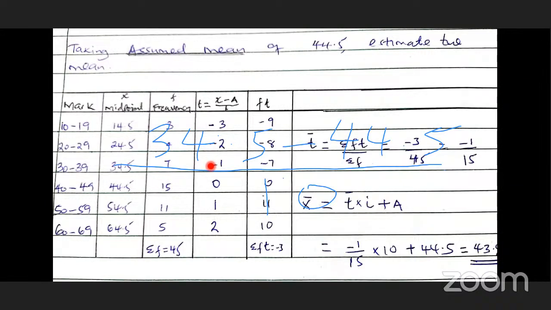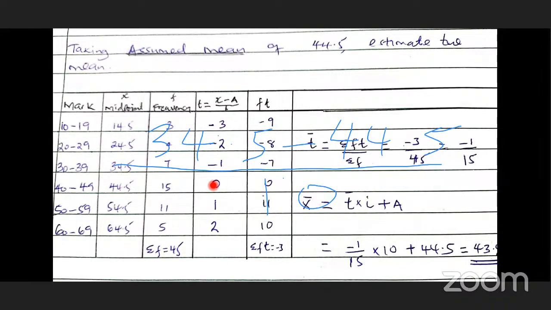Then we go to the next class. It is the same procedure. So we'll have 44.5 minus 44.5. So in our numerator, we'll get 0. So 0 divided by 10, because the class weight for that class is 10. So I end up with 0 in that column headed by T.